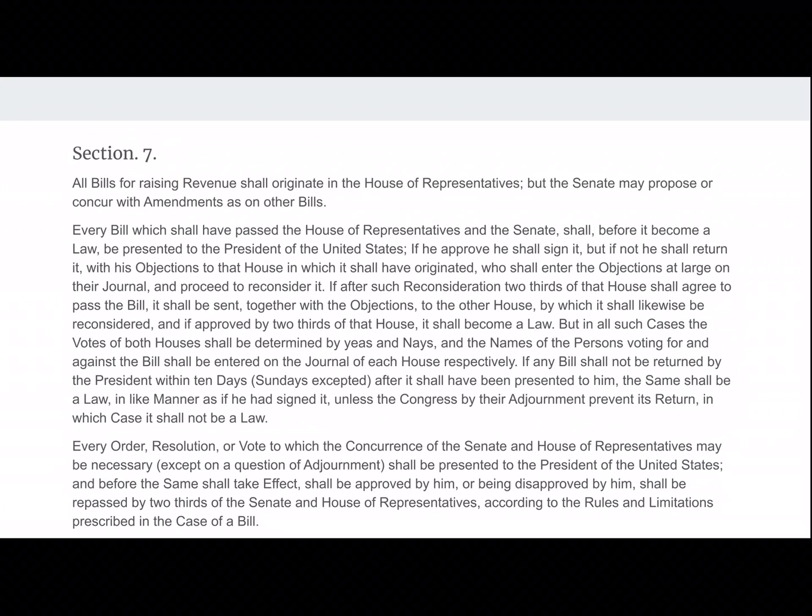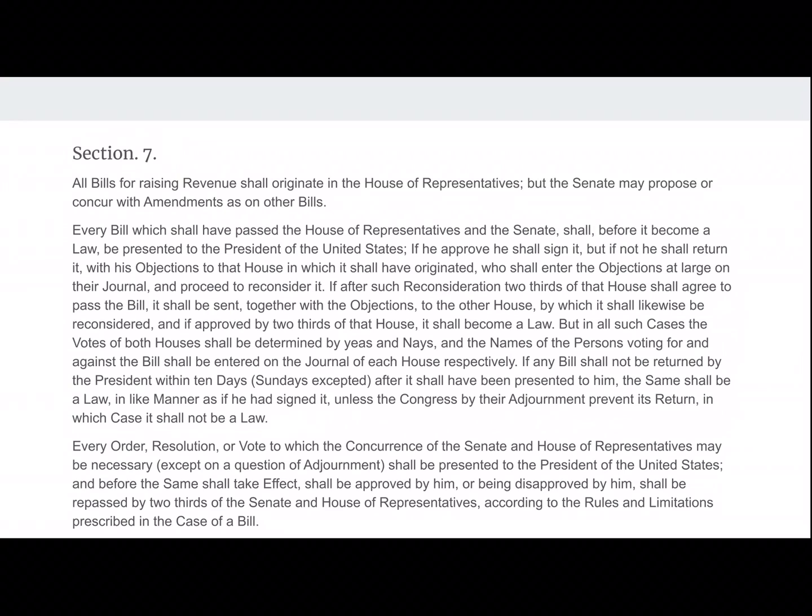If any bill shall not be returned by the President within 10 days, Sundays excepted, after it shall have been presented to him, the same shall be a law in like manner as if he had signed it, unless the Congress by their adjournment prevented its return, in which case it shall not be a law. Basically saying the president can't just sit on a bill; he or she has to sign it in order to get it moving.